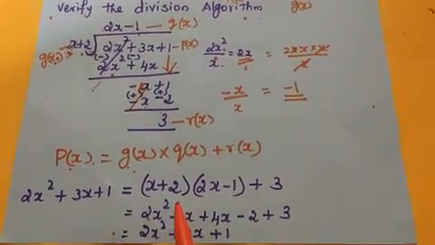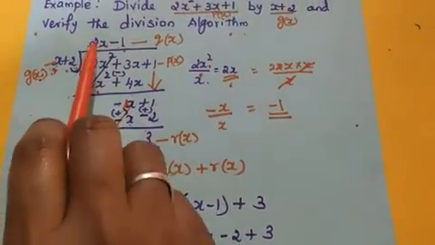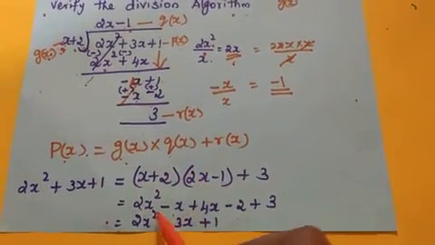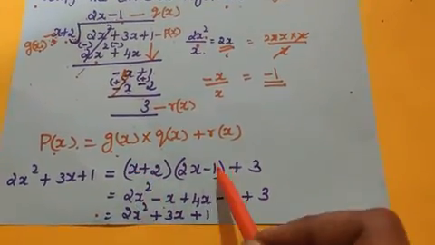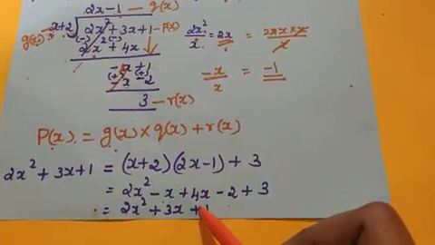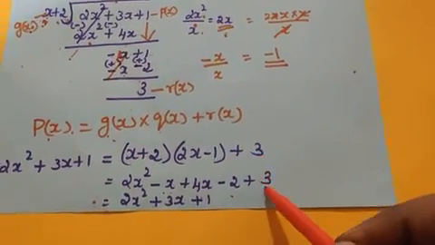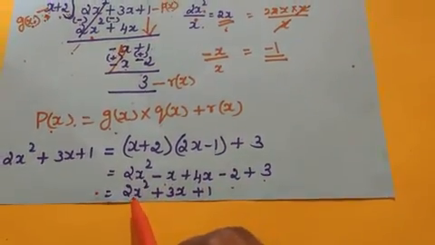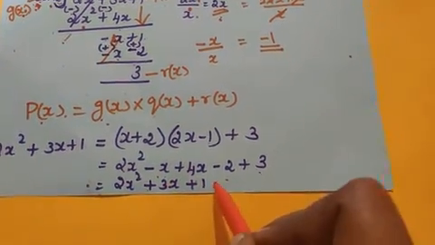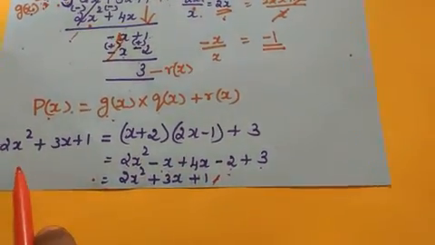We can verify it. So x plus 2, that is the divisor, and 2x minus 1, now we got the quotient. When we multiply, x into 2x is 2x squared. Again x into minus 1 is minus x. 2 into 2x becomes 4x. Again 2 into minus 1 is minus 2, and the remainder plus 3. When you simplify it, you will get 2x squared, minus x plus 4x becomes plus 3x, and minus 2 plus 3 becomes plus 1, which is our dividend.